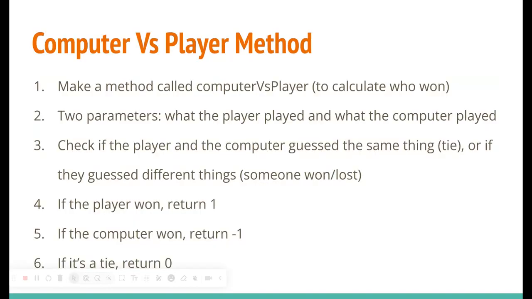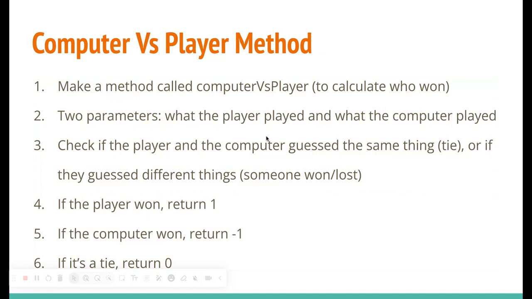Next, we're going to write our computerVersusPlayer method. So I want you to make a method called computerVersusPlayer to calculate who won. And this is going to take 2 parameters, what the player played and what the computer played. You're going to check if the player and the computer get the same thing, which is a tie, or if they get different things, in which case someone won and someone lost. If the player won, return 1. If the computer won, return -1. And if it's a tie, return 0. You can pause the video here, and I'll give you a second to do that.